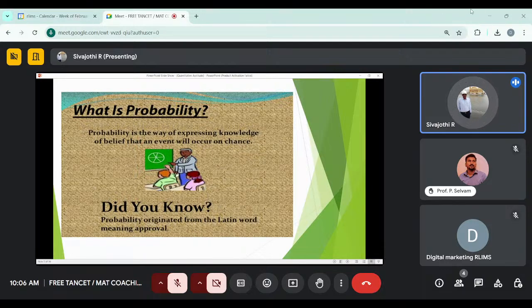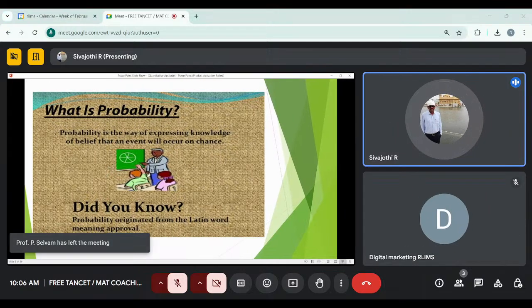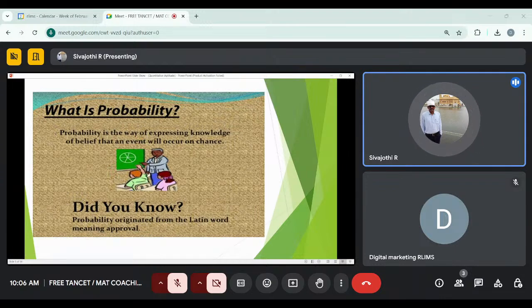If the parameters are favourable to the climate, definitely we may get a chance of rainfall. So the chance may occur or not, that event will happen or not. If you toss a coin, we may get either tail or head, so the chances are 50-50. Did you know probability originated from a Latin word meaning approval?